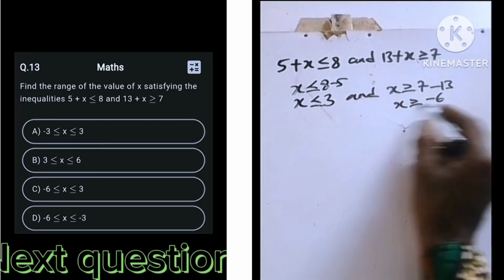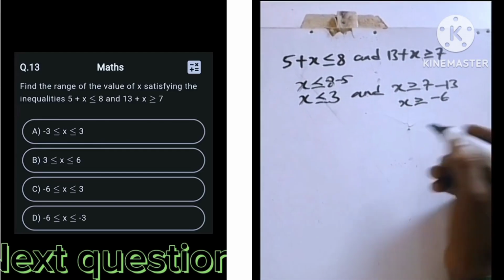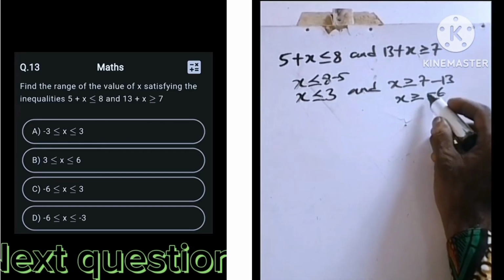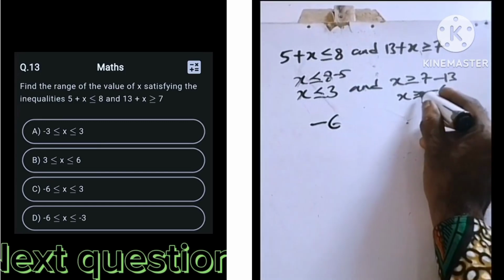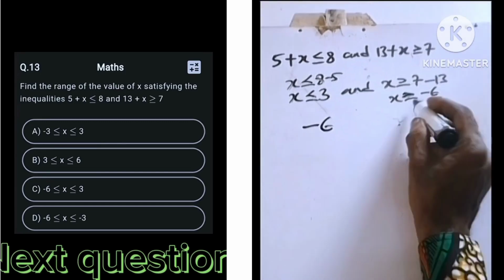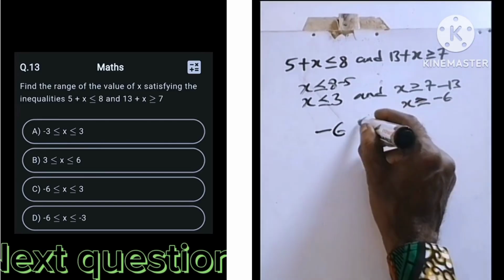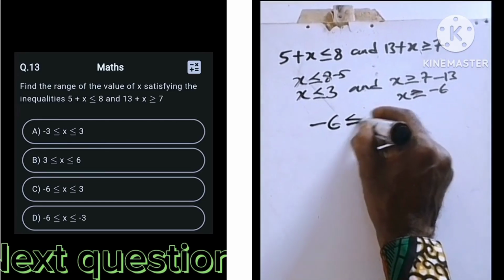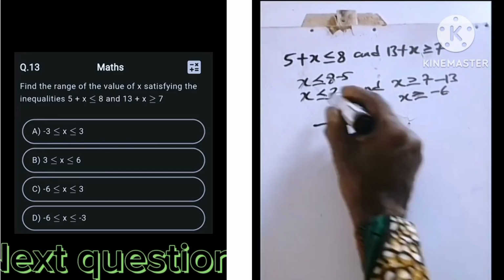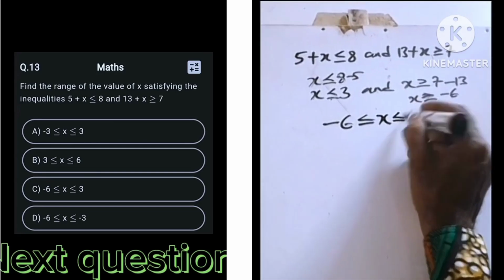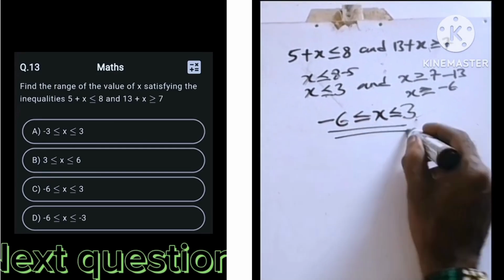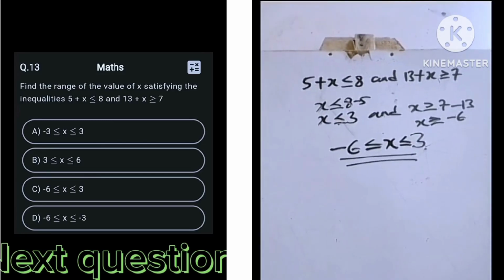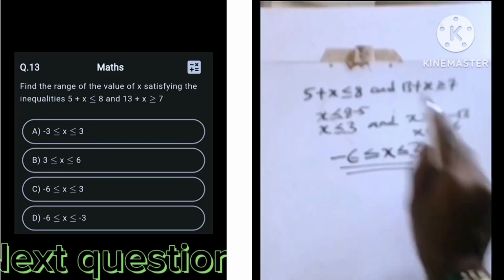Now, let's put it in inequality form to get the range. How do we get the range? Since 3 is bigger and minus 6 is smaller, I will write down minus 6. I will take the opposite of this sign, which is less than or equal to. Then I will put x, and I will bring the bigger number down with the sign the way it is, it doesn't change. So this is the range of values that satisfies the inequalities.